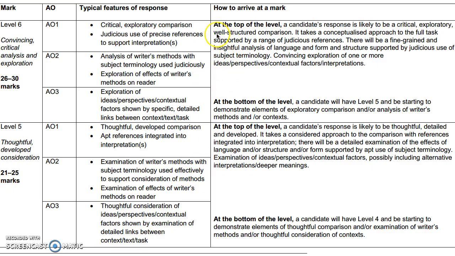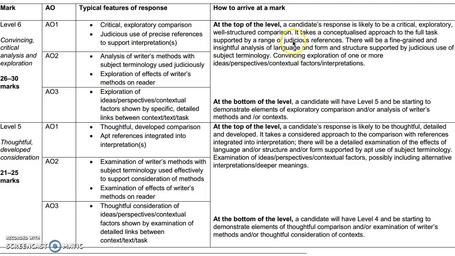The reason it's better is because of the examiner's criteria. There's a lot of language in the assessment criteria which doesn't really mean anything solid. For example, judicious use of precise references. Well, precise references are quotations, but what does judicious use mean? It doesn't mean anything other than you just get the feeling that this is really good. However, exploratory comparison, how do you show that you're exploring? Well, one of the ways is that paragraph structure that I've shown you.